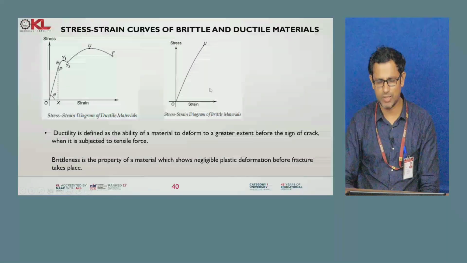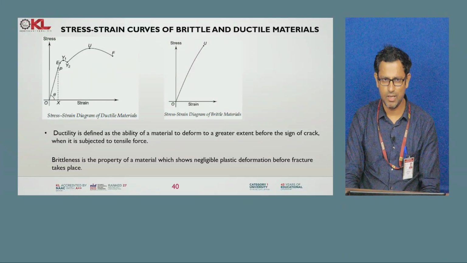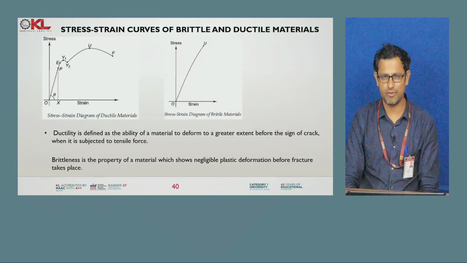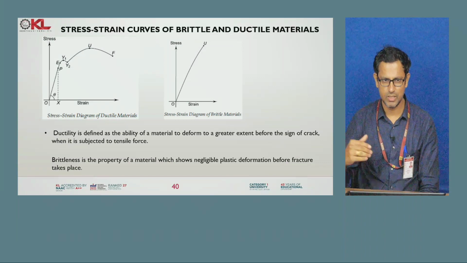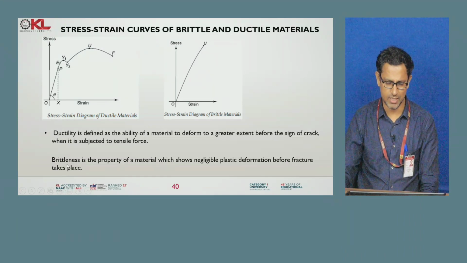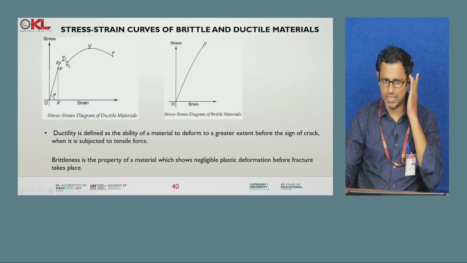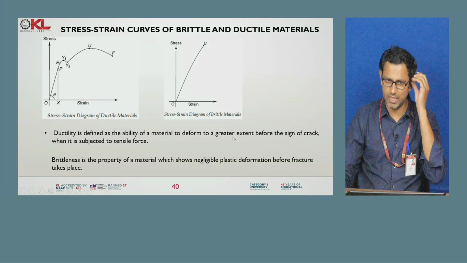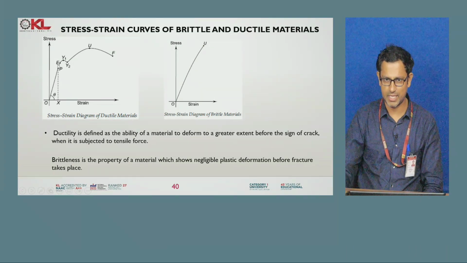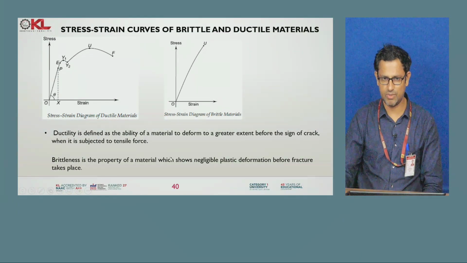For a brittle material, you can take cast iron. It will withstand the load till its capacity. Whenever a small crack is induced in that material and you apply the load, it will immediately cause failure. Ductility and brittleness, we have already seen the definitions. Ductility is defined as the ability of the material to deform to a greater extent before the sign of a crack. Whereas brittleness is a property of the material which shows negligible plastic deformation before its fracture.